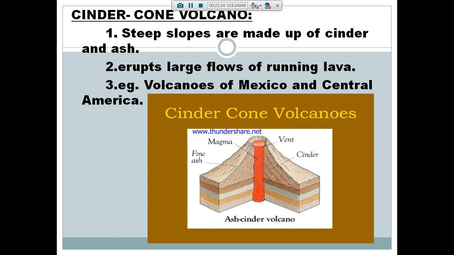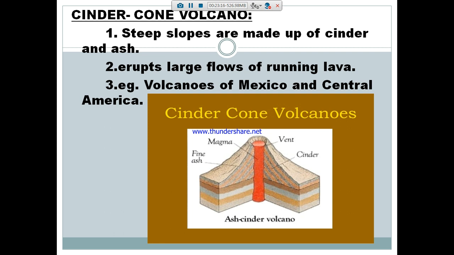So it's a very dangerous volcano because it has steep slopes. It's made up of cinder and ash. While it is erupting, it gives heavy forces of eruption of cinder, ashes and gas, like a bomb blast. The ashes will be thrown several kilometers into the atmosphere. Such volcanoes have steep slopes and are made up of cinder and ash. So this is called the cinder cone volcano. Many of these volcanoes are found in Mexico and Central America.